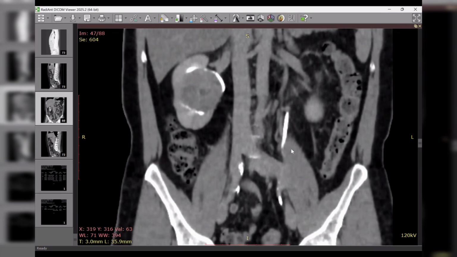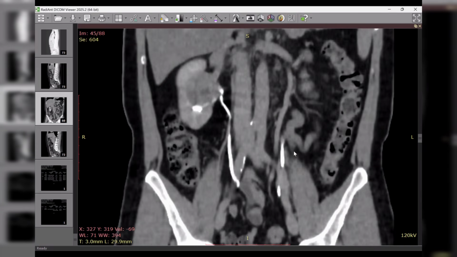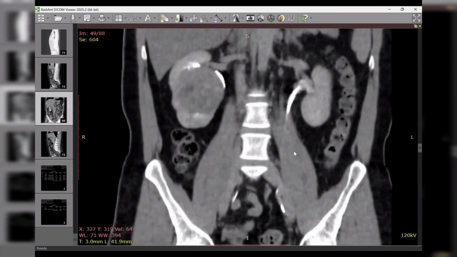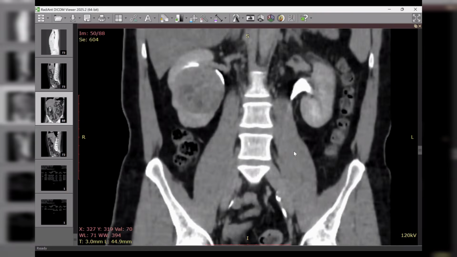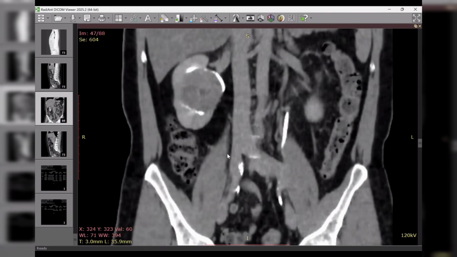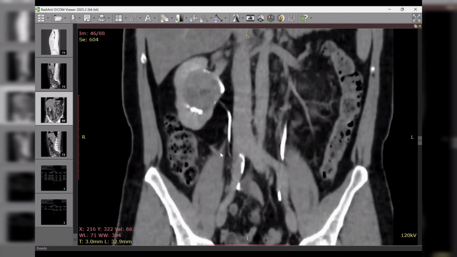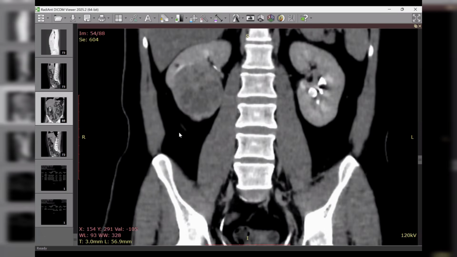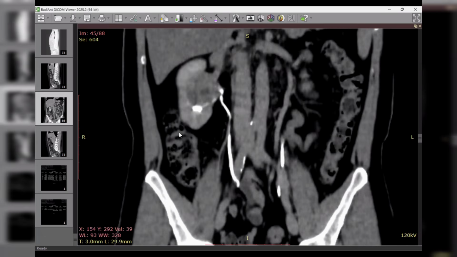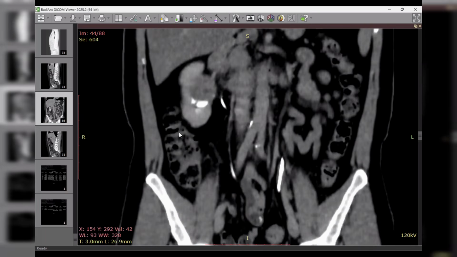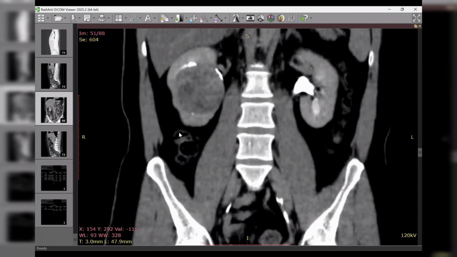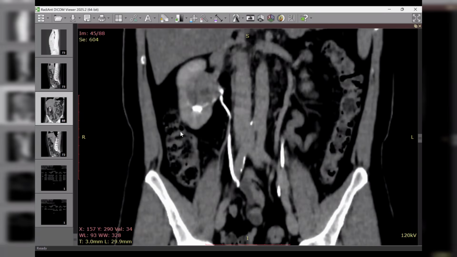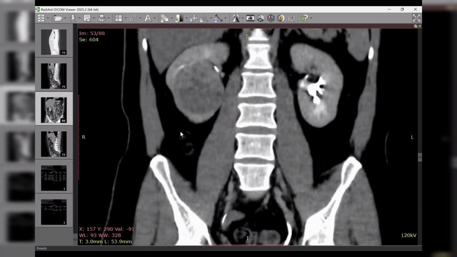Yes, it's displacing the calyceal system. Which part of the kidney you think this will be bulging from, or originating from? I think it is from the renal hilum, or the renal pelvis. This is actually from the middle. Yes, this is from the middle calyceal system, right? Yes, from the renal pelvis.